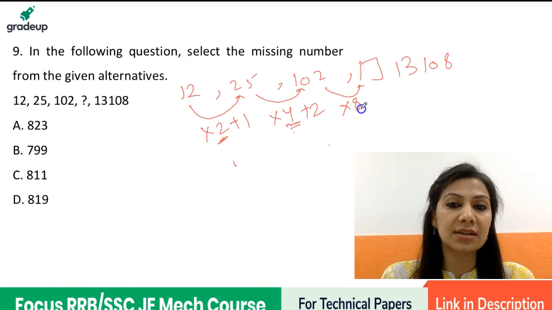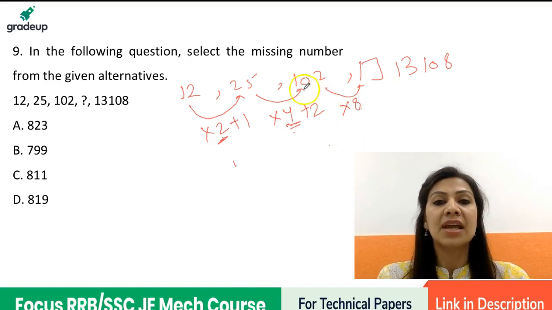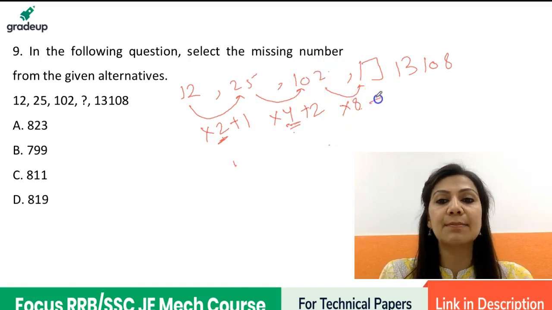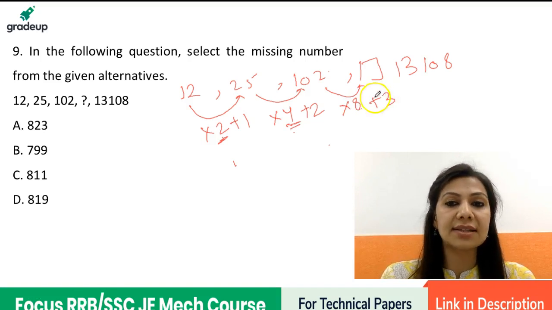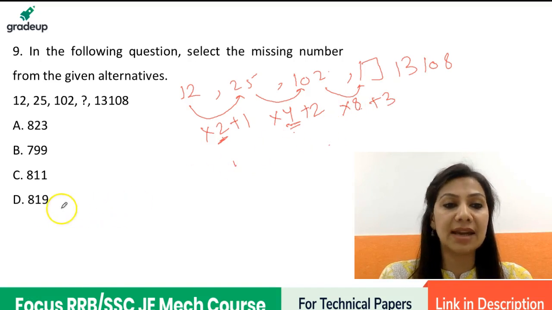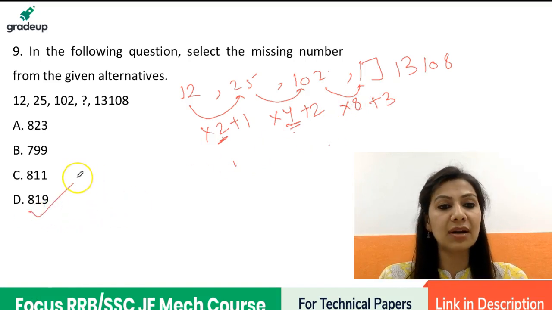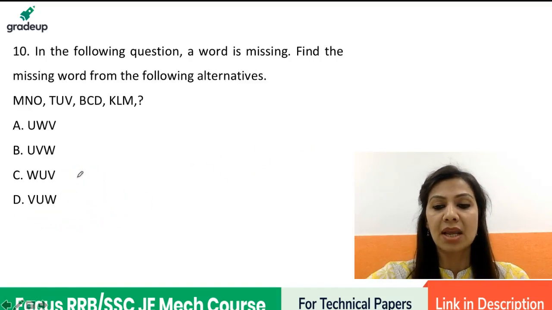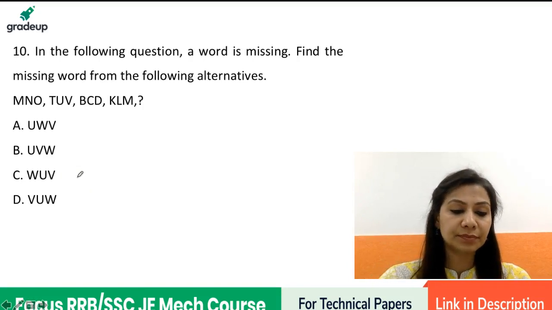So 4 into 2, 8. 4 into 2 will be 8, of course. So 102 multiplied by 8 plus 3. That will be your answer. So after multiplying it and then addition, you will get 819, which is given in option number D. Let's check out the very next question.